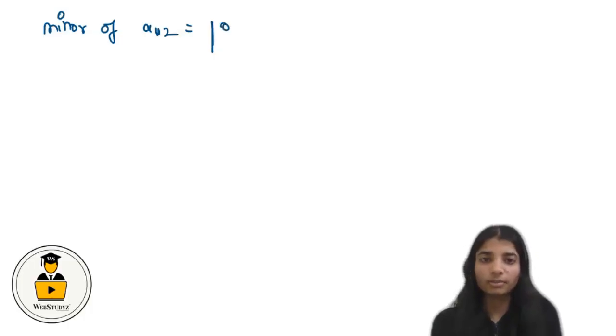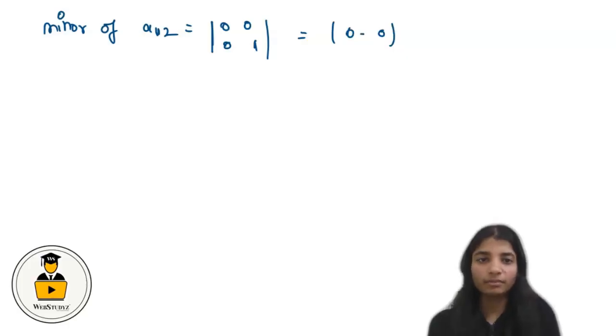In the same way, we are going to find the minor of the other elements as well. So the minor of A12: cancelling the row and column in the determinant which consists of element A12, and write the remaining elements in the form of the determinant. The remaining elements are 0 0 0 and 1. Now finding its determinant, that is 0 multiplied by 1 is 0, minus 0 multiplied by 0 is 0. So we can say that the minor of A12 is 0.